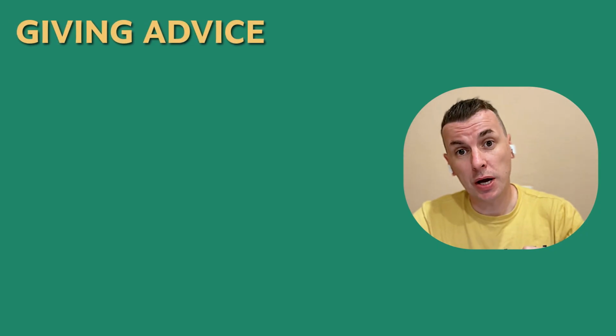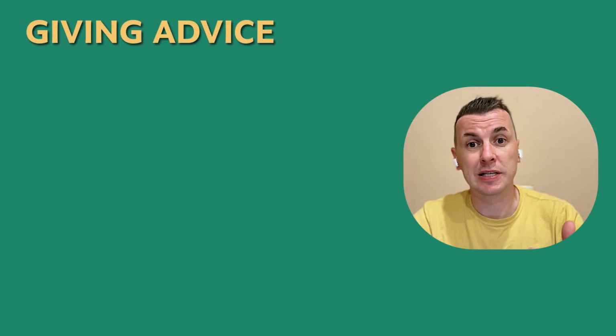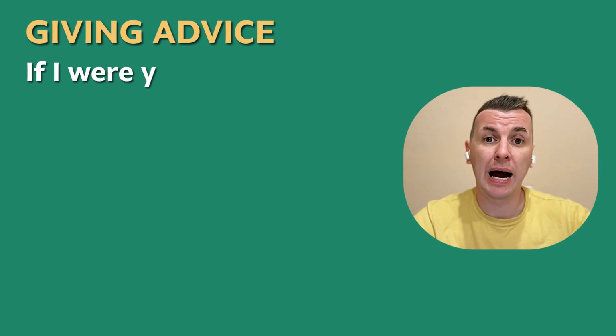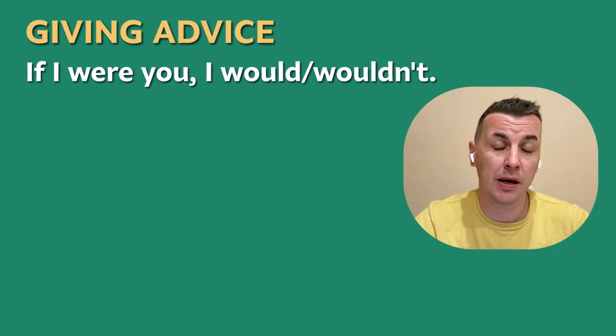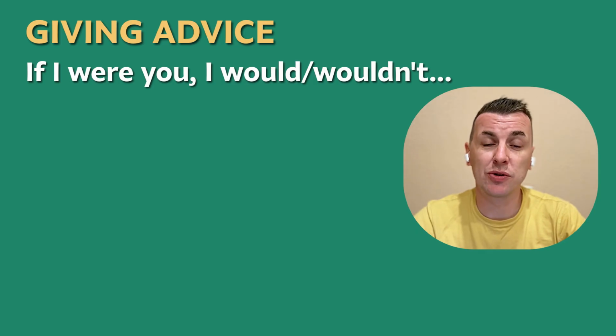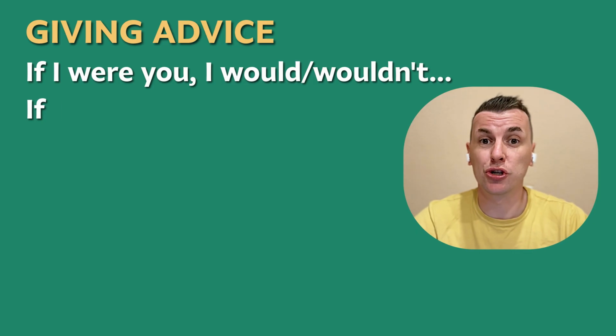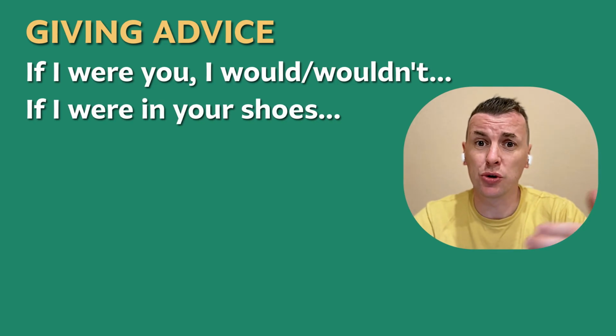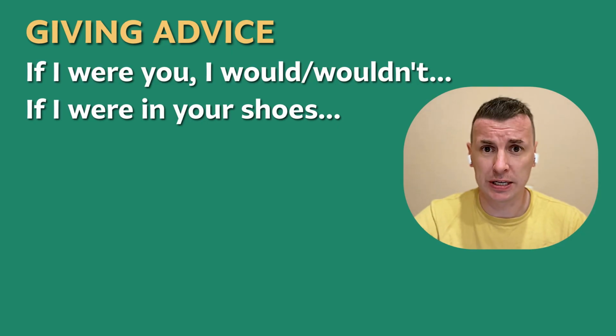Now, the next important idea that you can convey using conditional two is giving advice. The construction for giving advice sounds like this: if I were you, I wouldn't do it. Or you can go a little further. If you're an advanced student, you can say, if I were in your shoes. In other words, if I were in your situation, if I were in your shoes, I would talk to him.